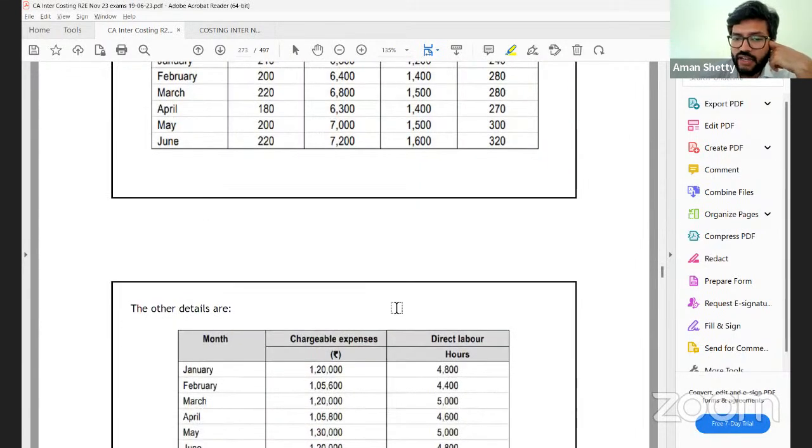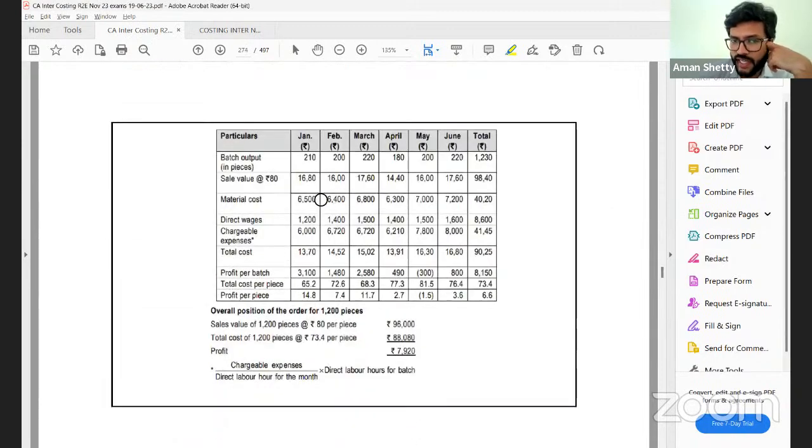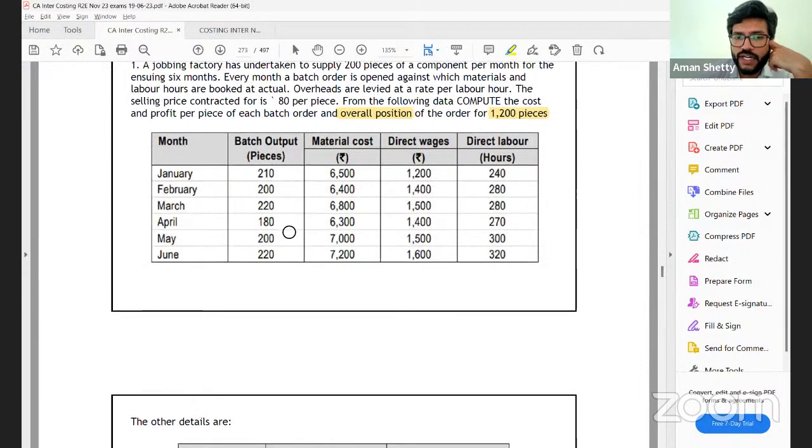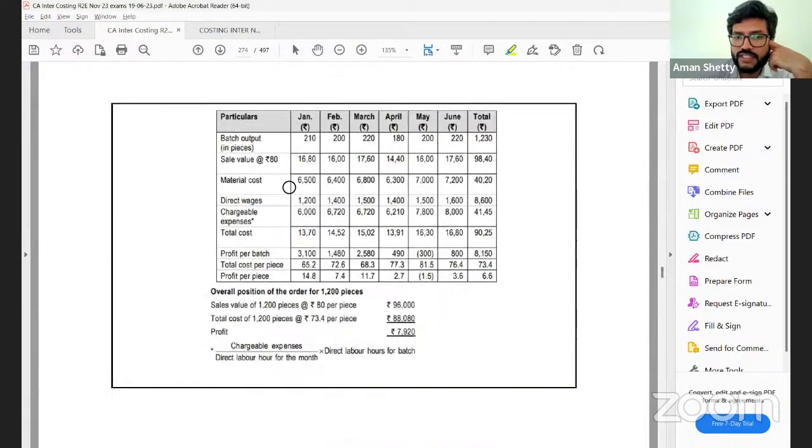Based on this data, you need to compute what is the profit. So data is given, you can check this here: 210, 200, 220, 180, 200, 220. That is the monthly output. Clear? Very important is you have to do the total here. You have to find out the overall position. You'll get to know now.